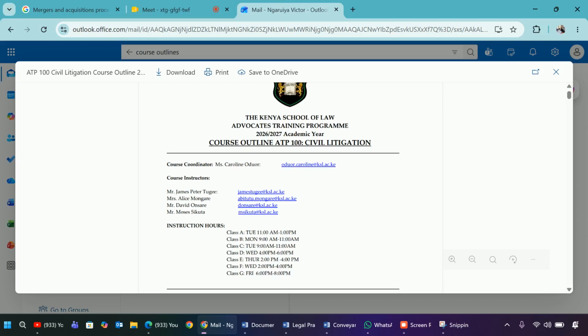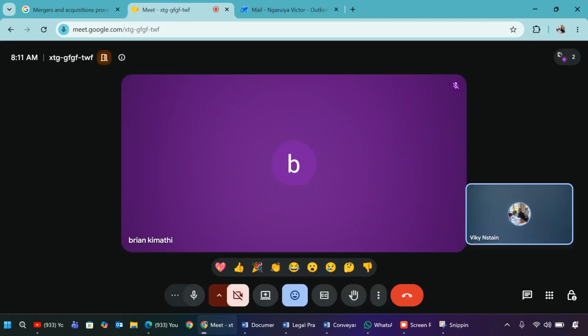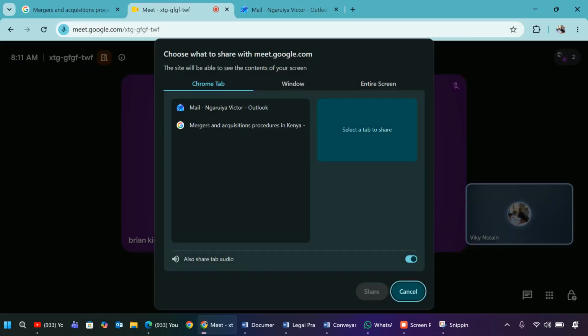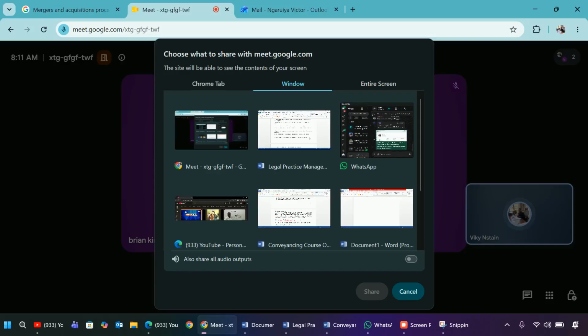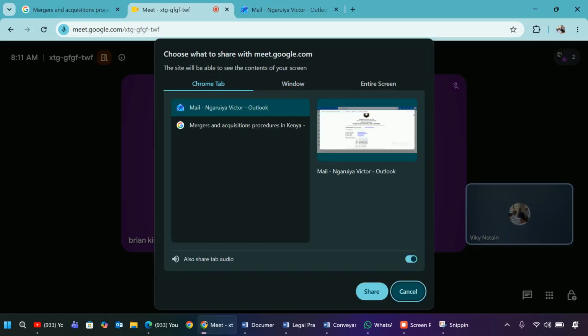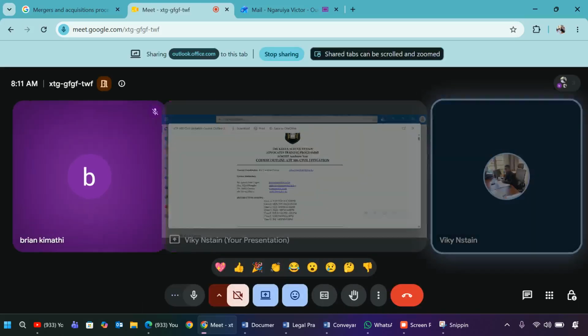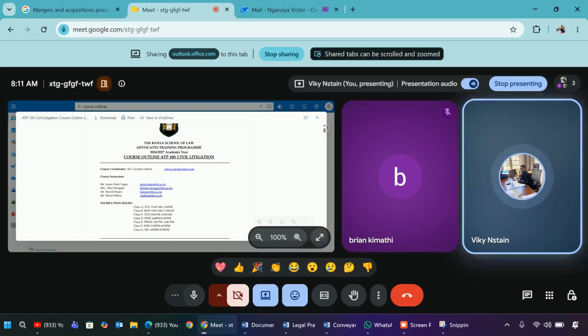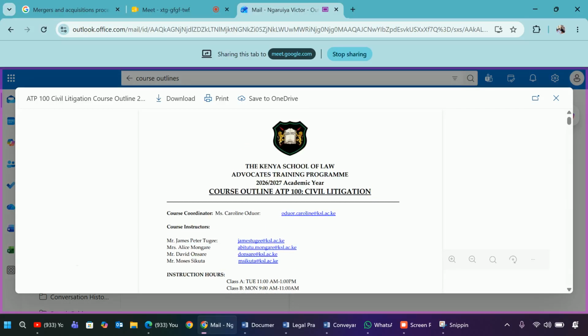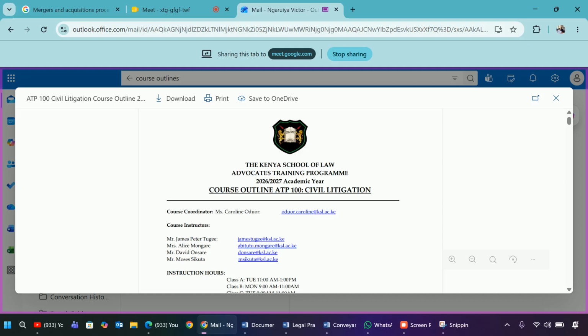So today we will be analyzing various course outlines, and I'll be starting with sharing my screen so that you can see the various course outlines that were shared by the institution, the Kenya School of Law, the course outline for the year 2026 all the way to 2027.